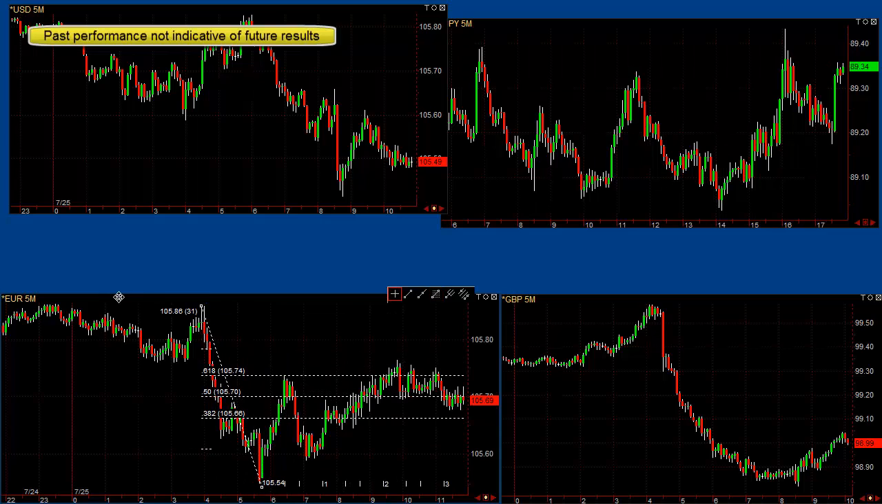For instance, the euro was trending down. You want to look to sell it at the 50 and 62% retracement. That was at 6:30. At 6:30, the dollar was actually trending up. So you could basically look for, at 6:30, a euro dollar sell.